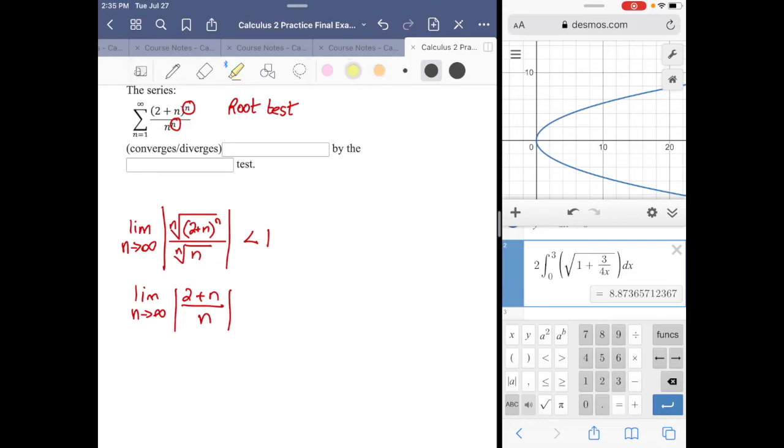The powers are the same, so it's the ratio of the leading coefficients. So we get the coefficient here and here, 1 over 1 is 1. So the limit as n approaches infinity of 1 is 1. So the question is, is 1 less than 1? And the answer is no. So this diverges by the root test.